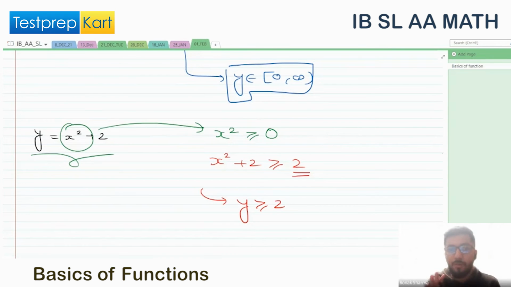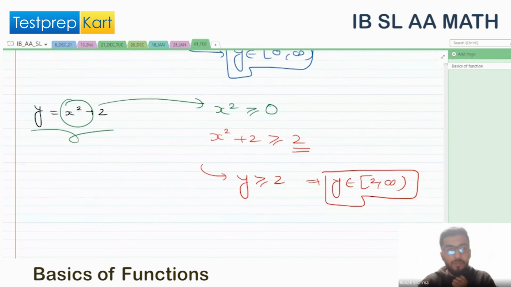About x square, we know that whatever value of x you put, whether negative, positive, or zero, it is always going to create a positive output. But in the function, I'm not only having x square, I'm having x square plus 2. So whatever output x square gives me, the overall value of y will be that plus 2. So x square plus 2 will be greater than or equal to 2. And x square plus 2 is y only. So y is greater than or equal to 2. That means the range is 2 to infinity.